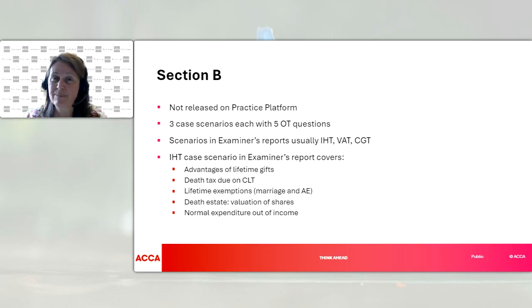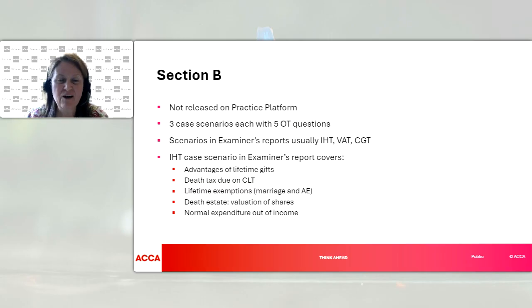The one that's in the examiner's report, I'm not going to go through that here, but you can have a look. It's an inheritance tax scenario, and it covers 5 separate little questions, exactly the same style as section A. So these might be multiple choice, fill in the blanks, drop downs, that kind of thing. And we had one on advantages of lifetime gifts, the death tax on a chargeable lifetime transfer, lifetime exemptions, the death estate with evaluation of shares, and then the exemption for normal expenditure from income.